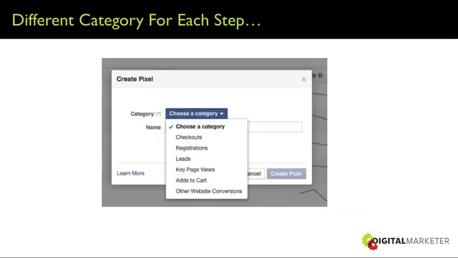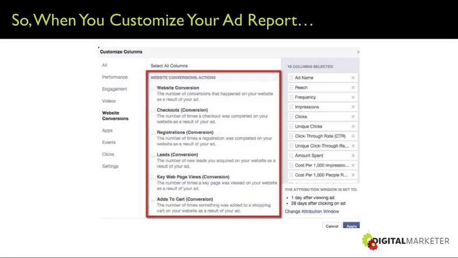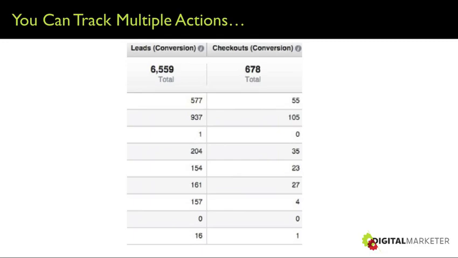So make sure when you assign your pixels to checkouts or registration leads, that a lead means they actually opted in. In case you're having to use a category that doesn't really match what the actual action is, make sure you document that. Because once you get to the ad reporting and you select these different categories, you can actually see from one ad and from one demographic, one age group, one placement, we generated 6,500 leads and we sold 678 $7 offers.